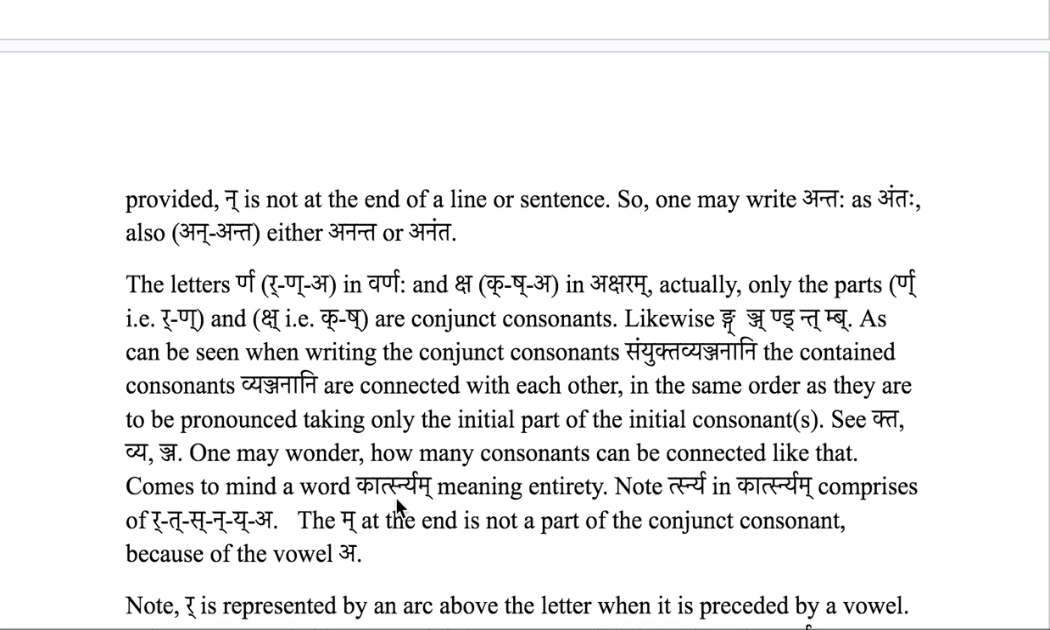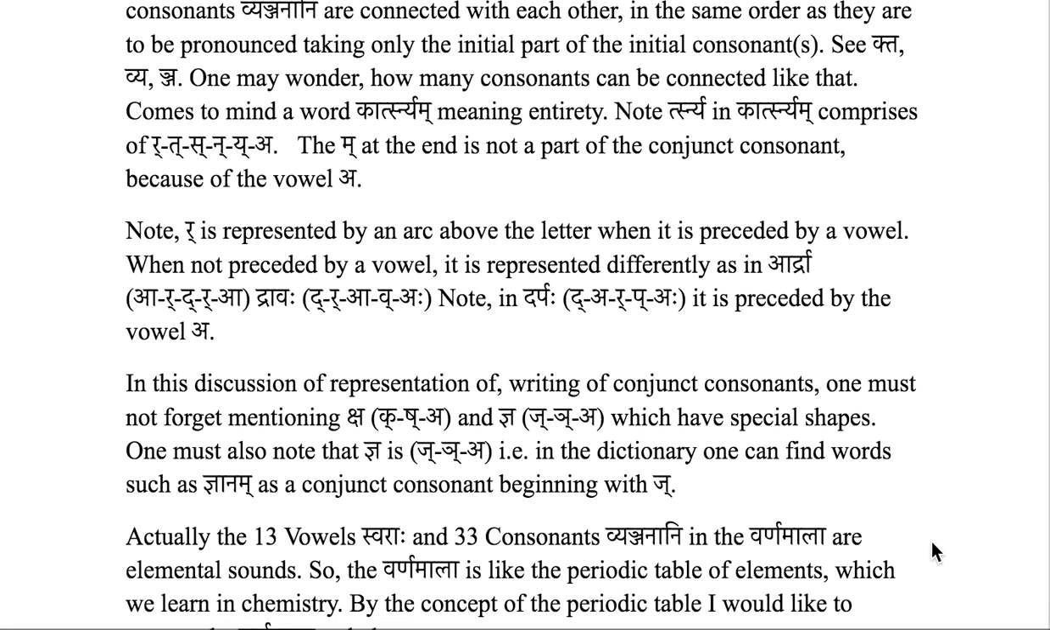Comes to mind our kartsnyam, meaning entirety. Note, rtsnya in kartsnyam comprises r, t, s, n, y, a, ending with the vowel a. So that makes the aksharam. The m at the end is not a part of the conjunct consonant because of the vowel a. It ends there at the vowel. Note, r is represented by an arc above the letter, like rtsnya or varnaha, when it is preceded by a vowel.